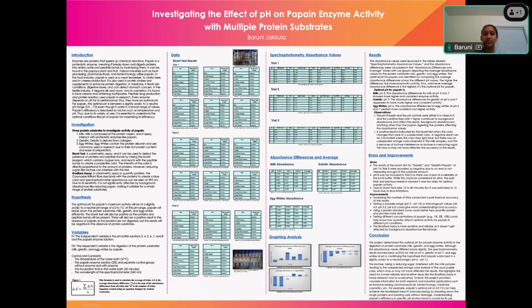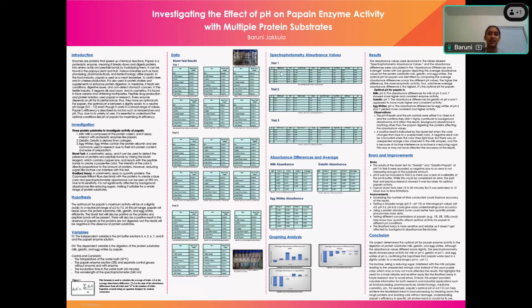So the photos you see are from the biuret test, and the tables are the results of the biuret test. Test tubes 1 through 6, which contain the protein substrates, are all positive, but test tubes 7 and 8 are negative because they didn't contain any substrates. And these tables over here at the top are the spectrophotometry absorbance values, and I'm not sure if I can zoom in, but I have the numbers memorized.